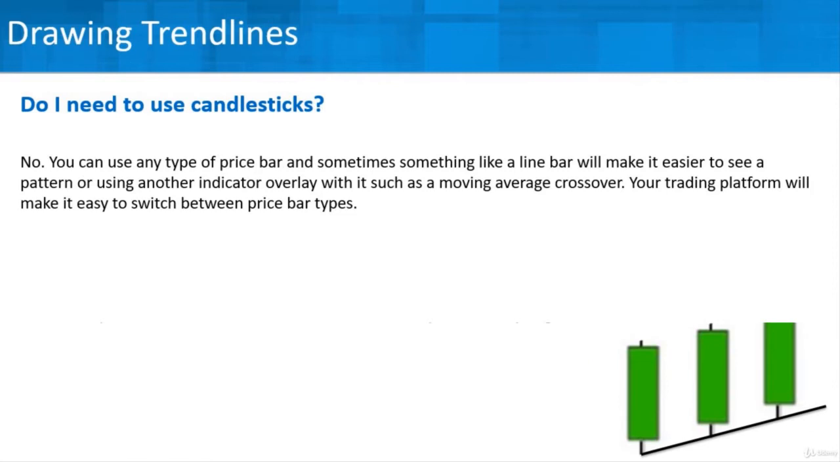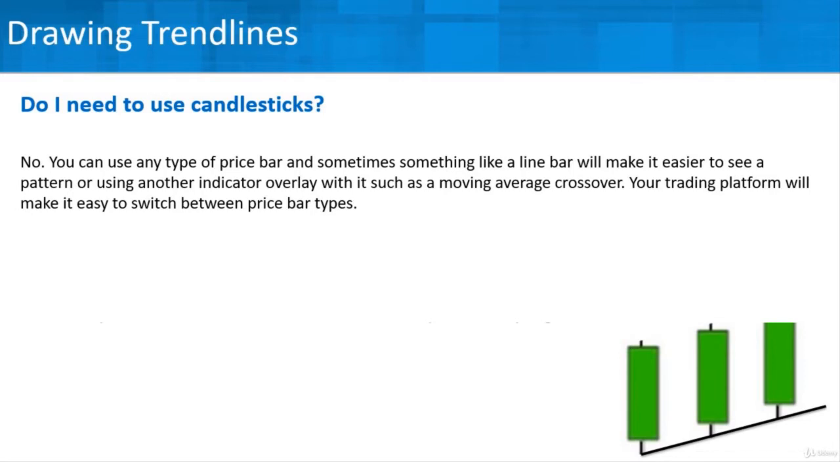The other question is, do I need to use candlesticks? And the answer is no. You don't have to use candlesticks. You can use any type of price bar, and sometimes something like a line bar will make it easier to see a pattern, or you can use another indicator overlay over the top of it, such as a moving average crossover, where your trading platform will help make it easy to put all that together. It makes it easy to switch between price bar types too.